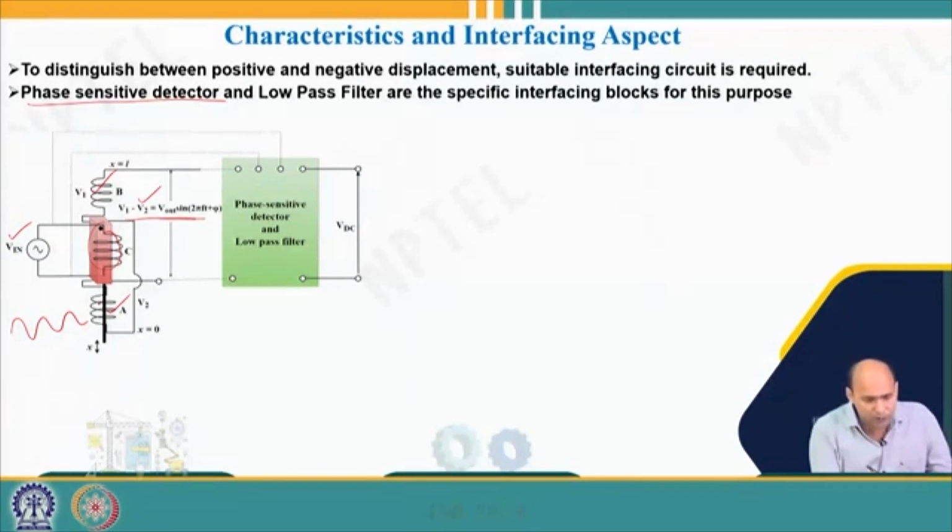So that's why what we do, this output voltage is fed to the phase sensitive detector, and then further it is passed through one low pass filter, so that finally I will get the DC output voltage, right?